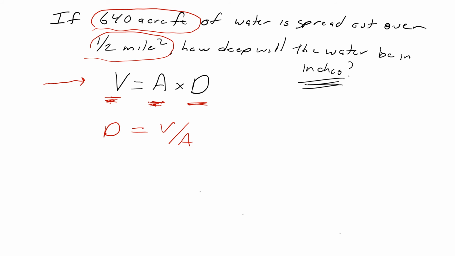So we can rearrange this equation, right? Depth equals volume over area. What do we have for our volume? 640 acre feet. What's our area? Half mile squared. Okay. Now again, there's a couple ways you can go forward from here.